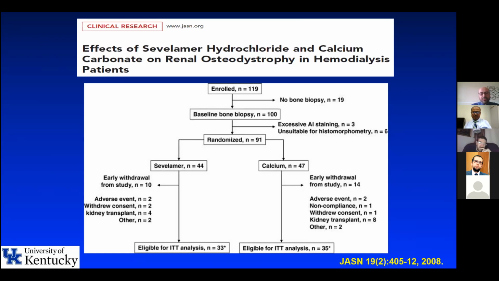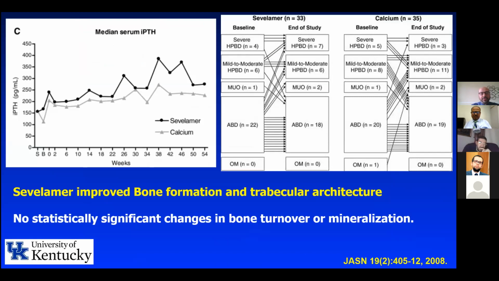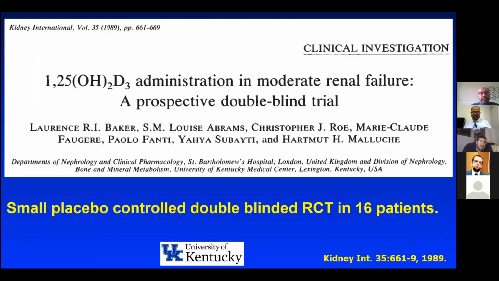So this is a nice study, done on over 100 patients, and they followed these patients for 54 weeks, so about a year or more. And as you see here, patients who were on non-calcium-containing phosphate binders had a better PTH level, and sevelamer improved the bone formation rate and trabecular architecture compared to the calcium-containing phosphate binders. However, there was no statistical significance for the bone turnover or mineralization, but only bone formation improved if you give these patients non-calcium-containing lowering agents.